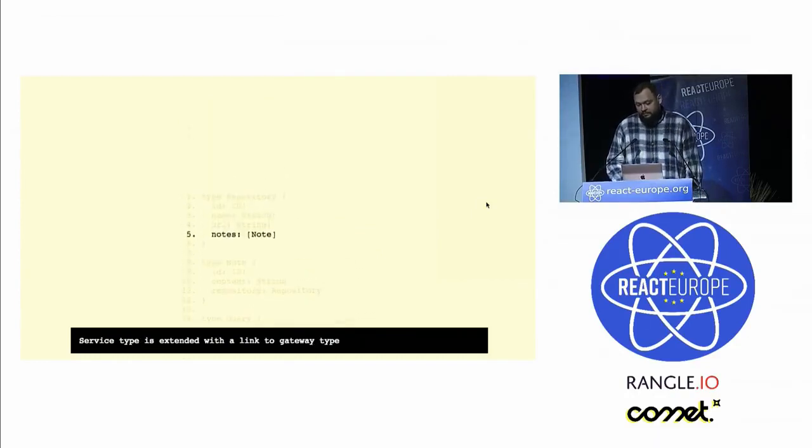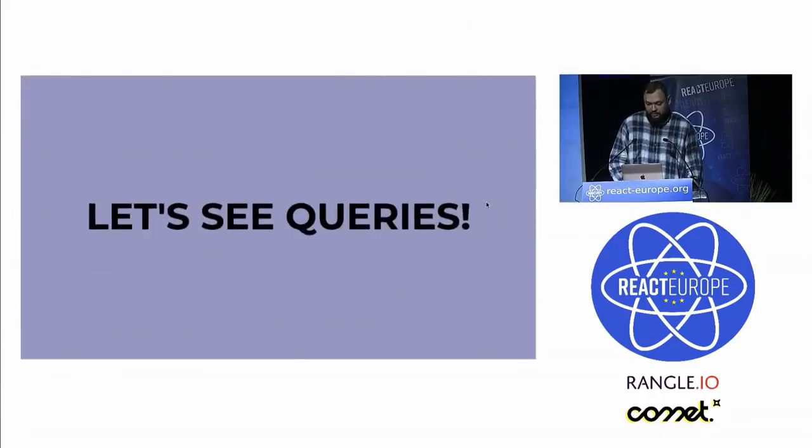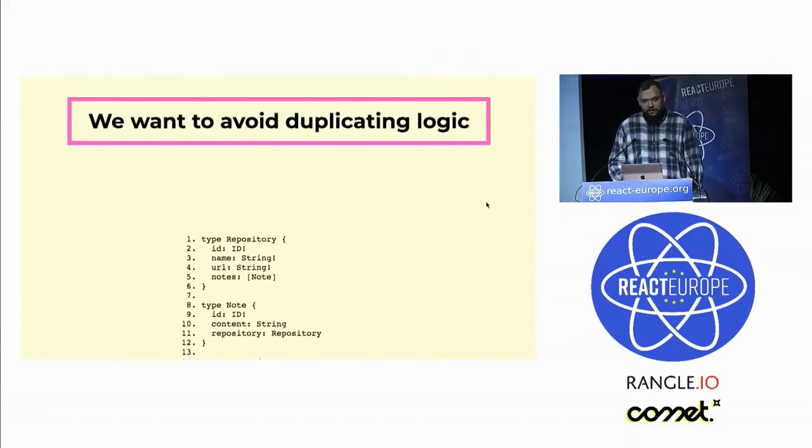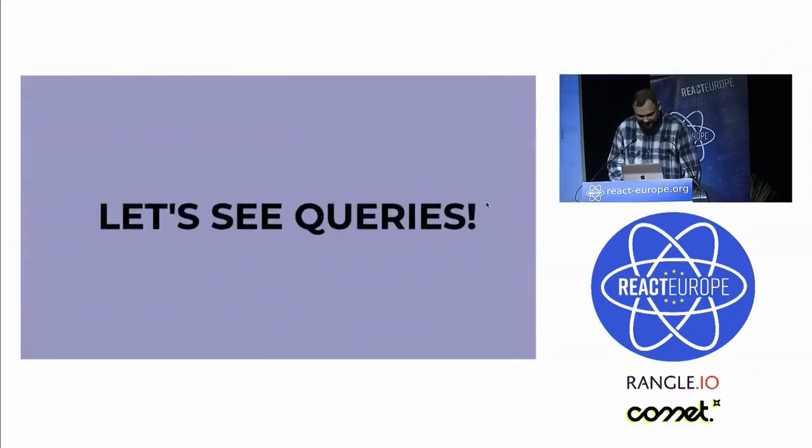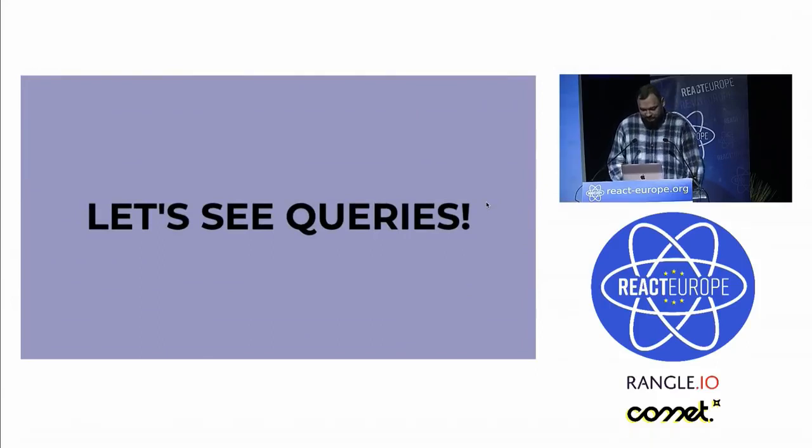And also we are providing links between the existing type on a service and the type we made on the gateway, and vice versa. So we don't really want to manually map the query that we'll get for the repository type and send it to the subservice. We want to delegate those queries. So how will it work?